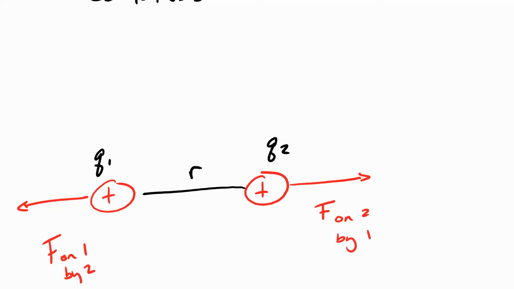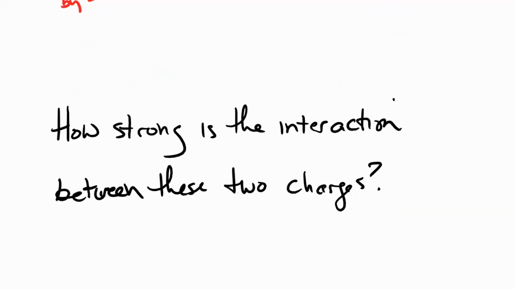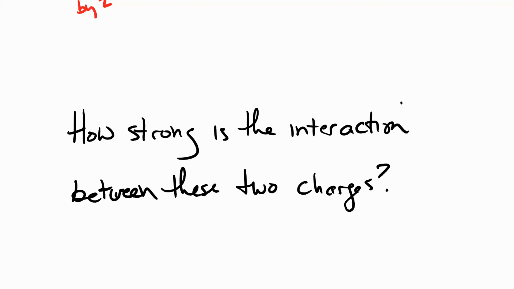Now, knowing this, we might ask how strong is the interaction between these two charges? By that we mean, what is the magnitude of the force acting on Q1 and acting on Q2 because of this interaction? Interaction is just another way of talking about force. This is going to be our last example of a force acting at a distance. Gravity was our first one. Electric force, the Coulomb force, will be our second.